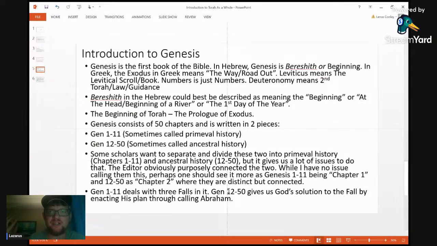Genesis 1 through 11 deals with three falls, and we will go through that when we get through those chapters. Genesis 12 through 50 gives us lots of God's solutions to the fall by enacting his plan through calling Abraham.